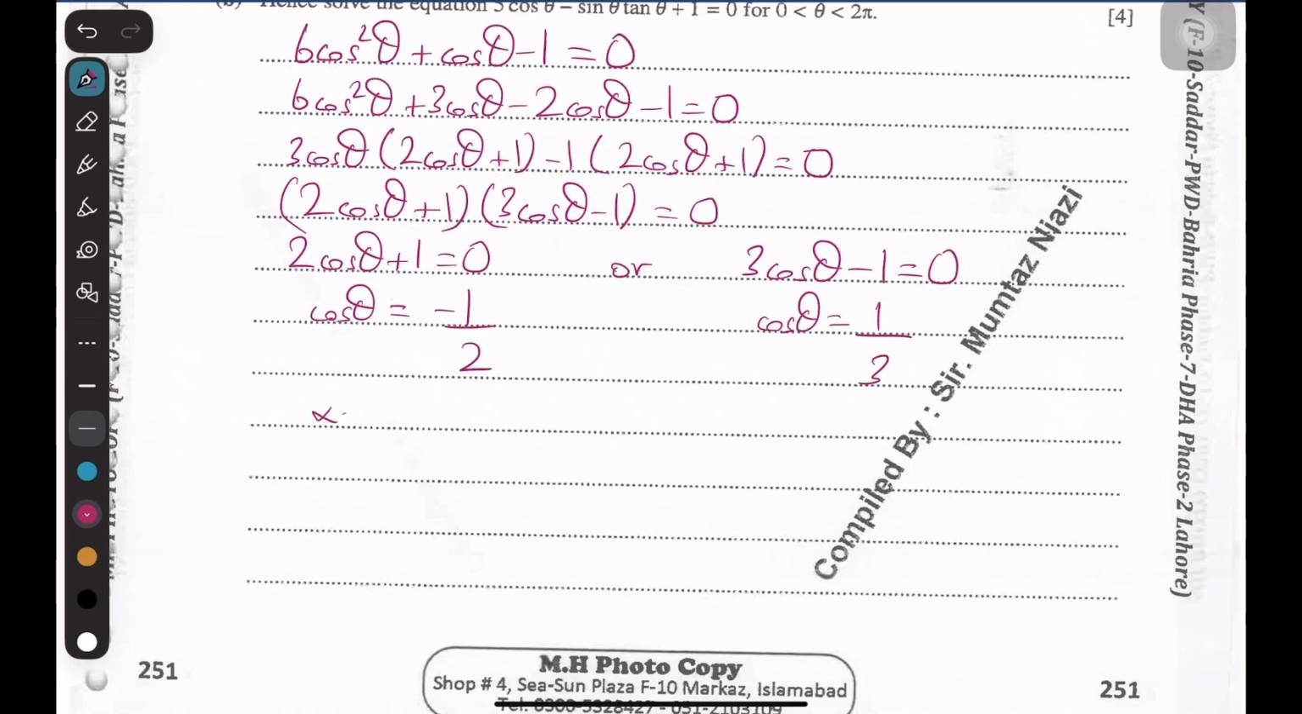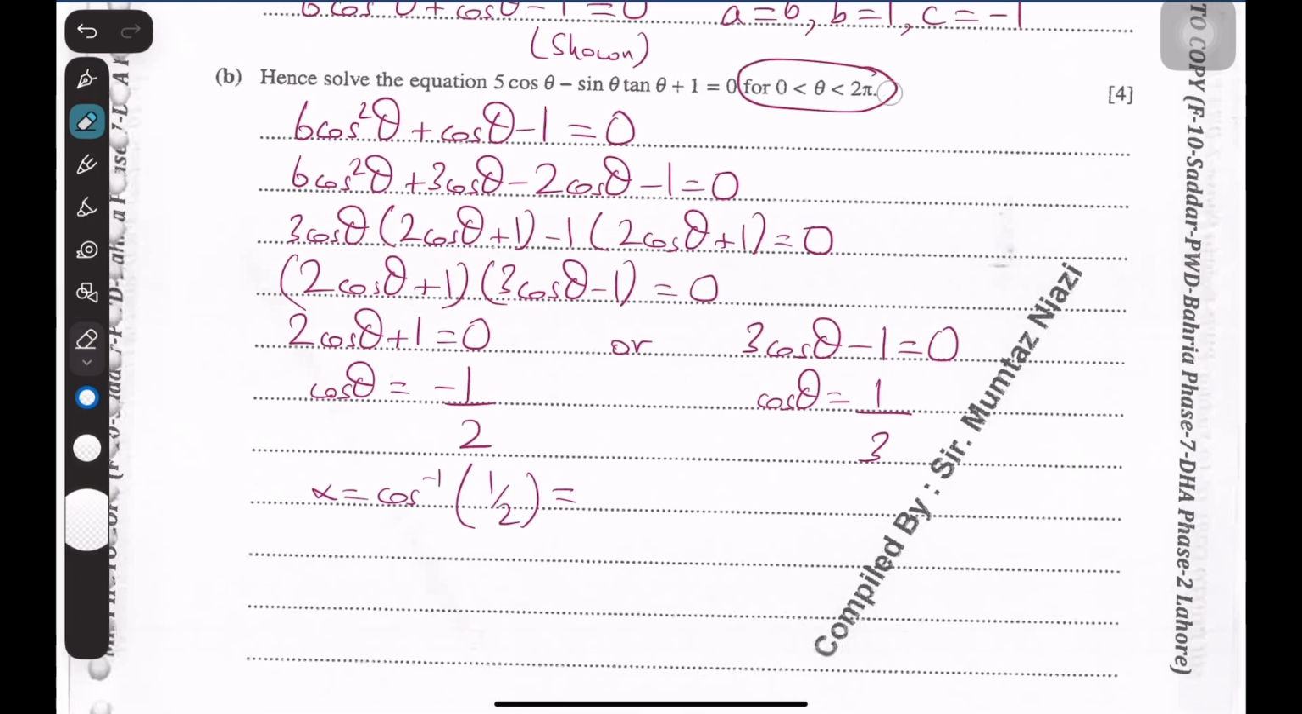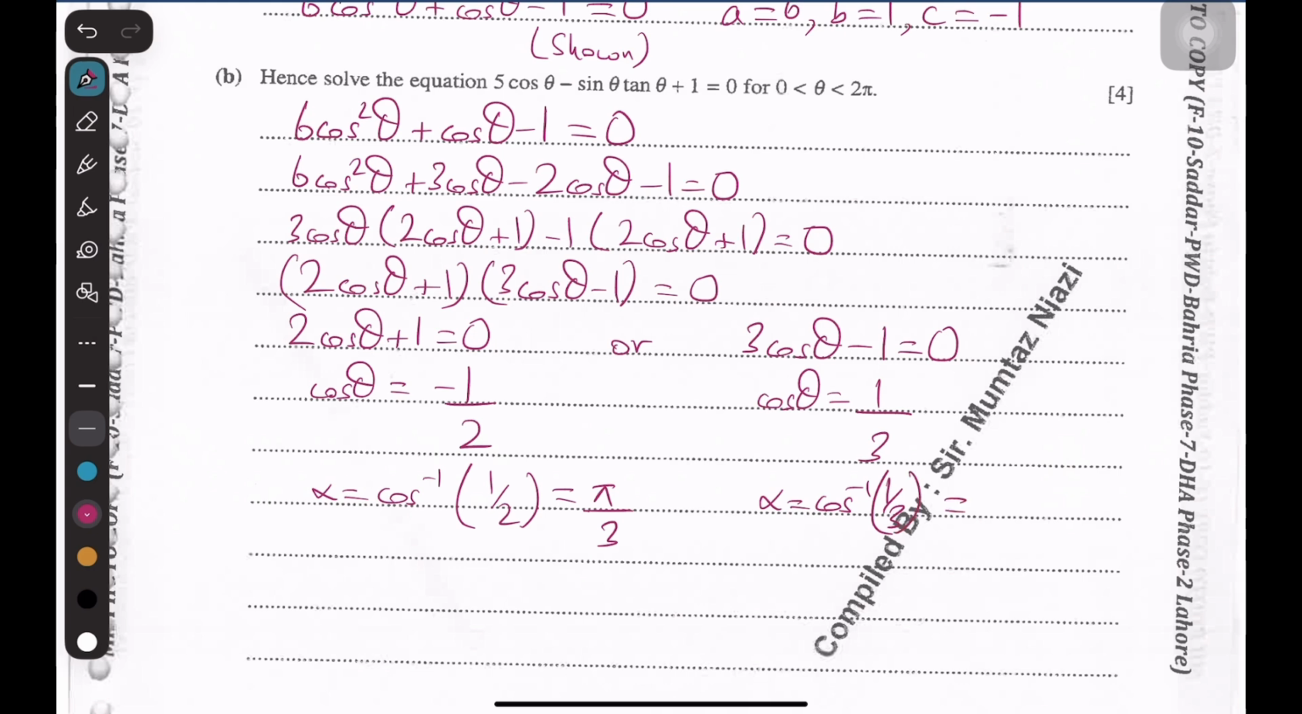So let's find alpha for both of them. Cos inverse of, we'll only take half because for alpha we just use the magnitude. So cos inverse half is 60 degrees. We have to do in radians, so make sure your calculator is in radians because the domain is given in pi. So this will be pi upon 3. For the other one, alpha will be cos inverse 1 upon 3, which will be equal to 1.23.